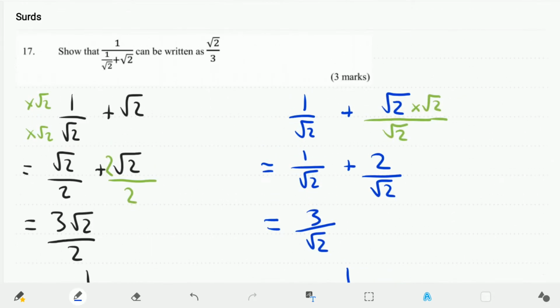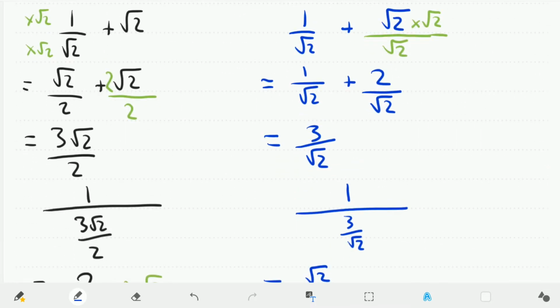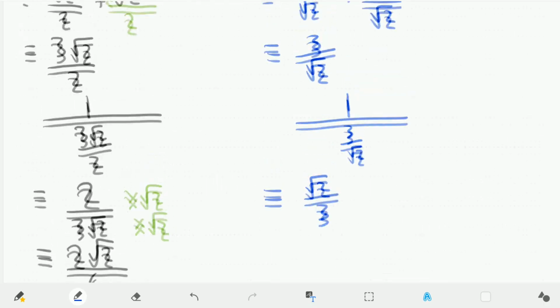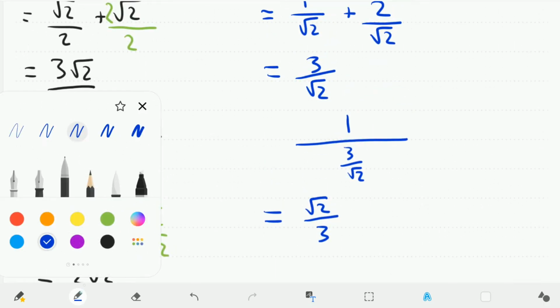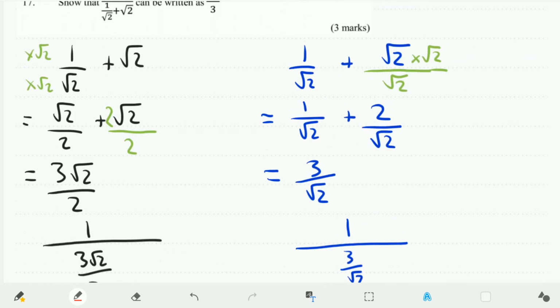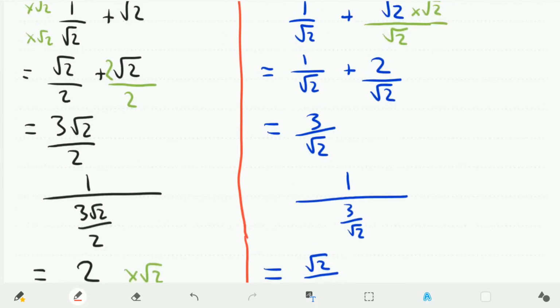And here we've shown that it can be written as root 2 over 3, but in a lot fewer steps compared to the method on the left. All right, so the answer to this question can be either the method on the right or the method on the left, but either would give us the correct answer.